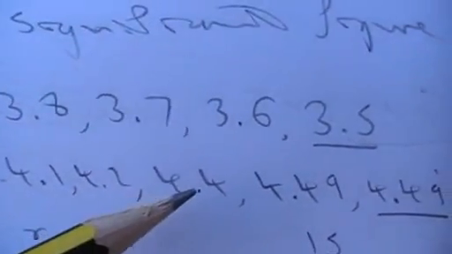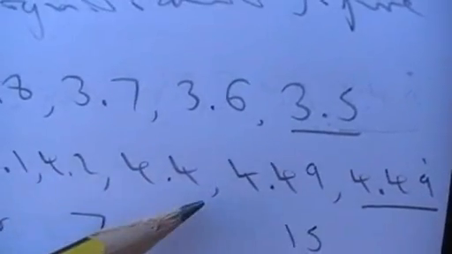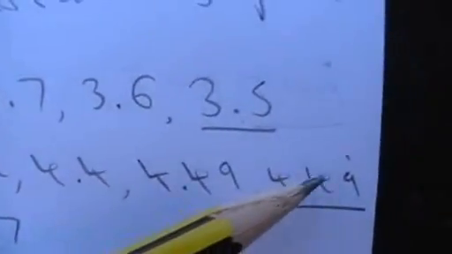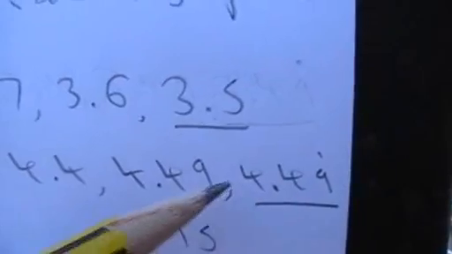What about the largest number that would round down to 4? We've got 4.1, 4.2, 4.4. 4.49 is actually larger, and that would still round down to 4. What about 4.4999? What about 4.49999999? So 4.49 reoccurring is actually the largest.